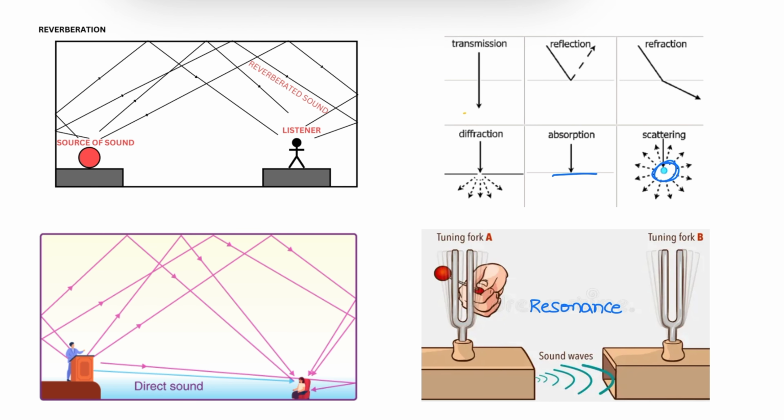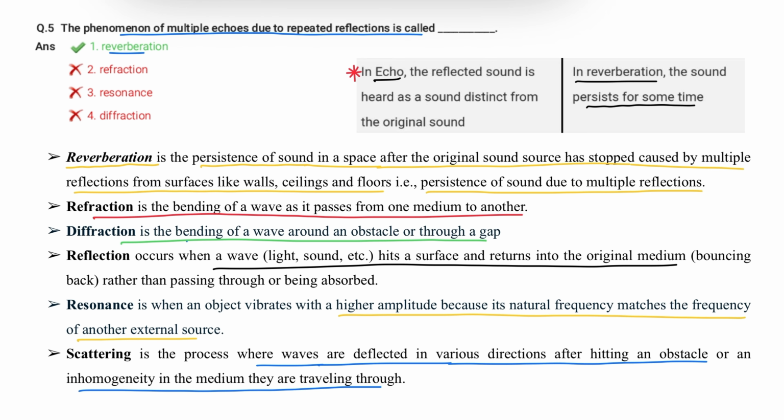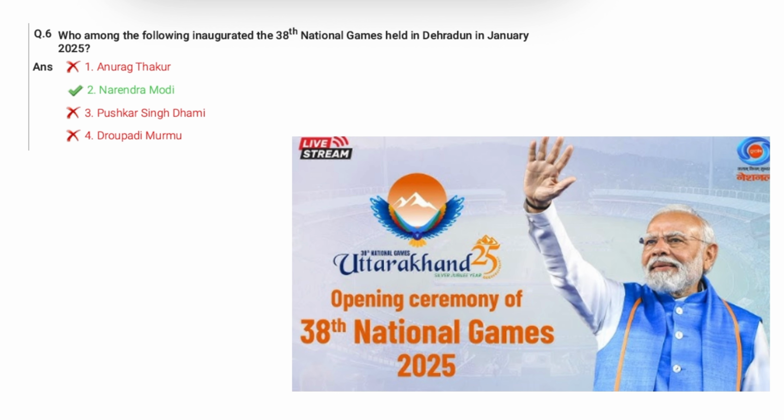Absorption is when the wave is completely absorbed by the surface. Next is transmission. The wave is transmitted from one medium to another medium without any change in direction. So here the correct answer is reverberation. Next question. Who among the following inaugurated the 38th National Games held in Dehradun in January 2025? So the correct answer is option 2.